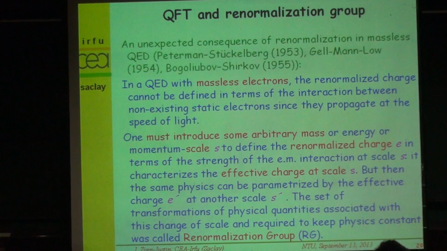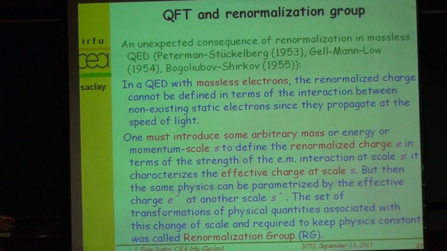which characterizes the strength of the electromagnetic interaction, and then you have to decide at what scale, of distance or momentum or energy, you want to define it. So you have to introduce some arbitrary mass scale, and you define the renormalized charge as the strength of the quantum interaction at this scale. This quantity you call the effective charge at scale S. However, since it's your option to define this at some scale, you can define another scale, so let's call it S prime. And then you call it E prime, the effective charge at another scale.